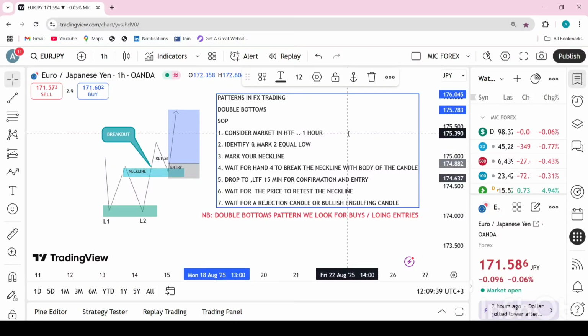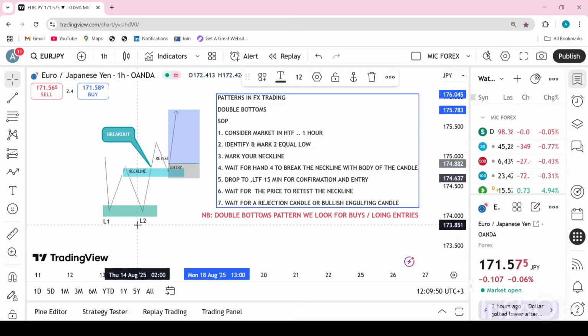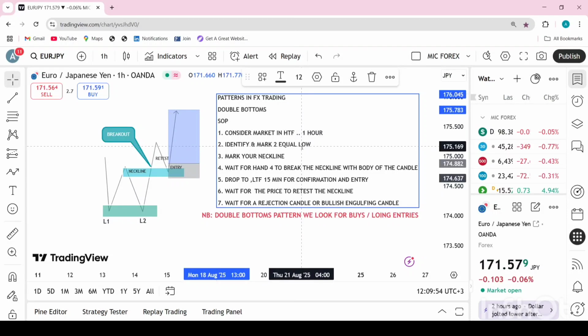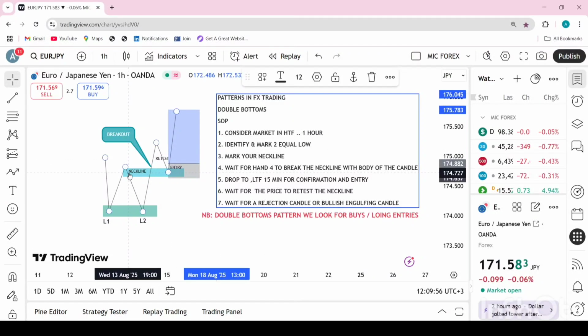Sorry for that. I think I lost some connection, so that's why this video was a little bit paused. So now we continue. So we have our low 1 here, then low 2 at this point. So you identify and mark two equal lows, that is low 1 and low 2. The next thing is to mark the neckline at this point. Mark your neckline. So the neckline is at this point.